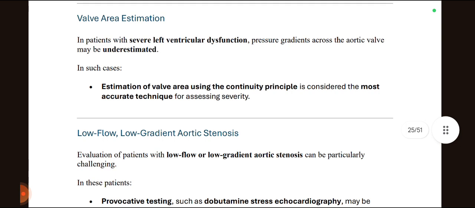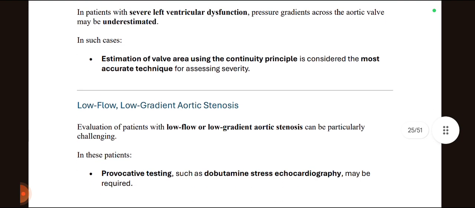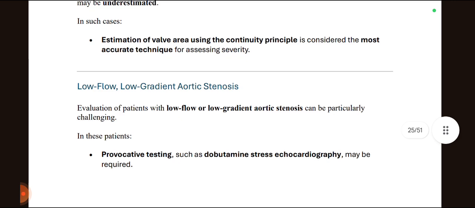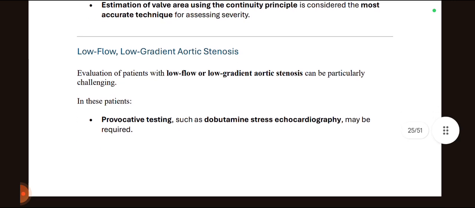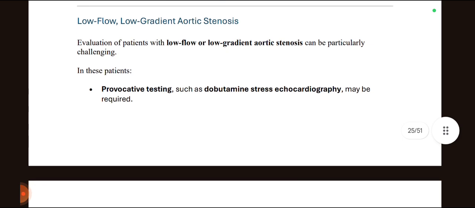Next up is the valve area estimation. In patients with severe left ventricular dysfunction, pressure gradient across the aortic valve may be underestimated. In such cases, estimation of valve area using continuity principle is considered the most accurate technique for assessing the severity.